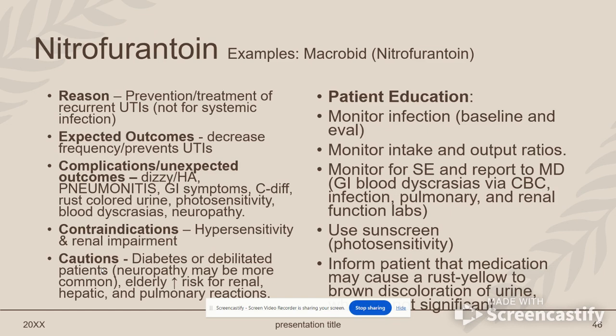Cautions with diabetic or debilitated patients. Neuropathy may be more common. Elderly are at higher risk for renal, hepatic, and pulmonary reactions. Same kind of thing for these. Monitor eyes and nose, specific labs, pulmonary and renal function. Use sunscreen because of the photosensitivity. Inform patient that medication may cause a rust yellow to brown discoloration of their urine, which is a big thing they need to be warned of. It's common to happen.